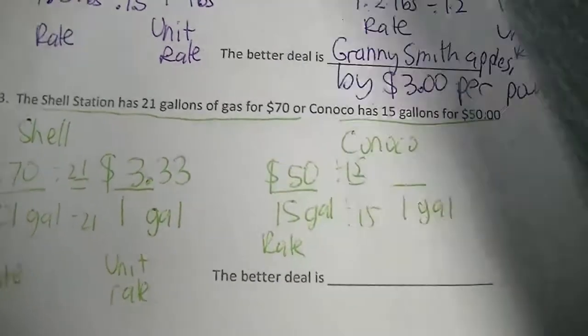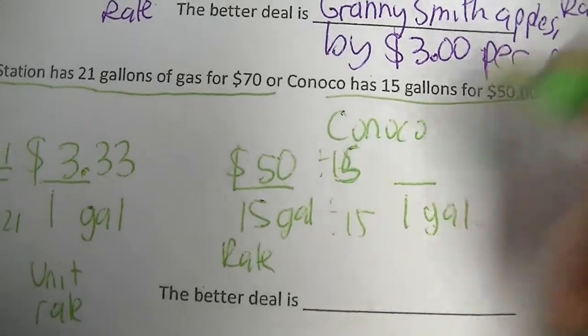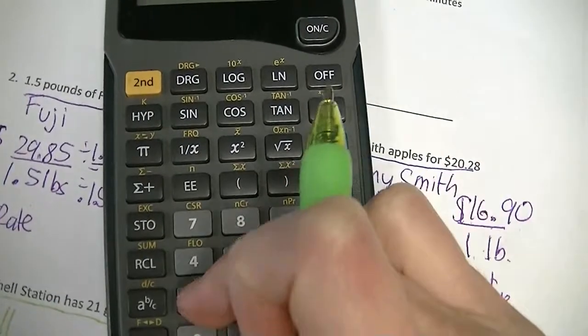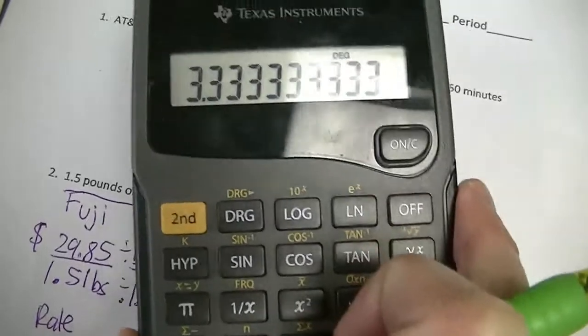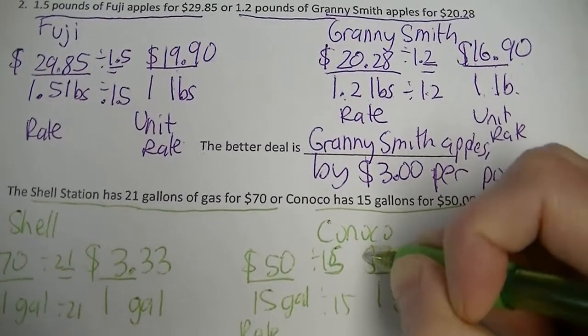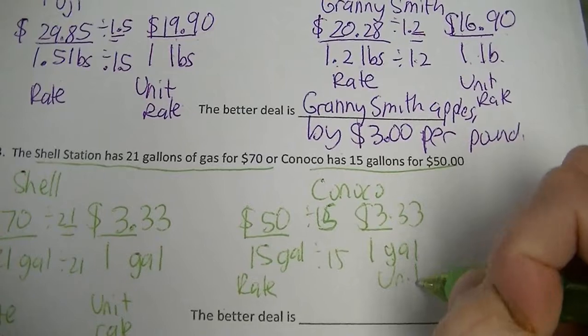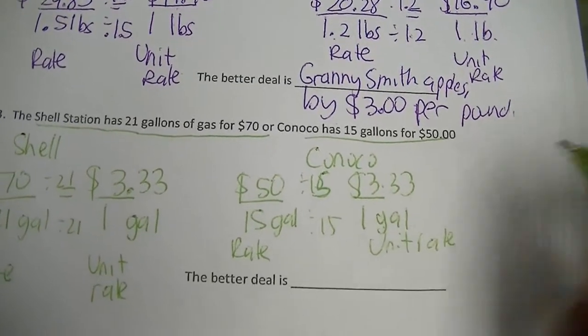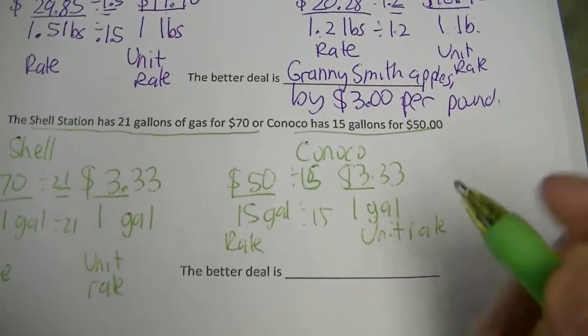And 50 divided by 15. Sorry, it looks so sloppy. Oh, we get the same exact thing. $3.33 per gallon is the unit rate. So, your better deal, it's the same deal.